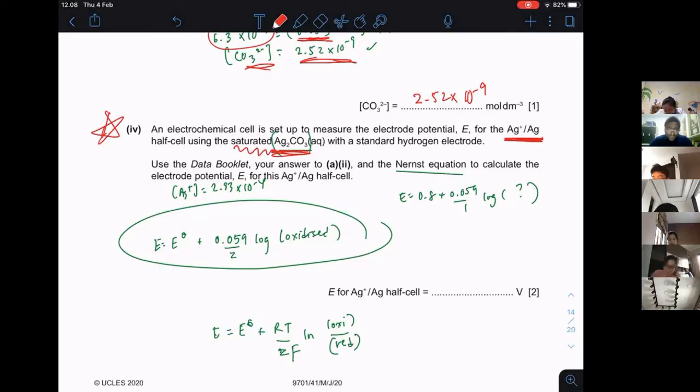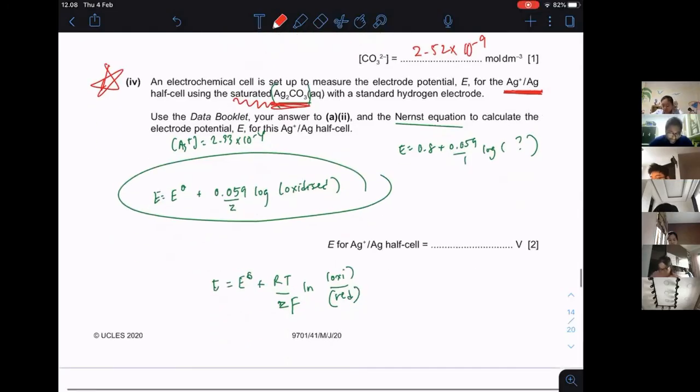Using the data booklet, your answer to A2 and the Nernst equation, calculate the electrode potential for this. Now we use the Nernst equation when we are dealing with the E value involving a concentration that is not under standard condition. It means when the concentration is different from 1 mole per dm cube, we can still measure the E value, and how to do that? You need to use the formula.